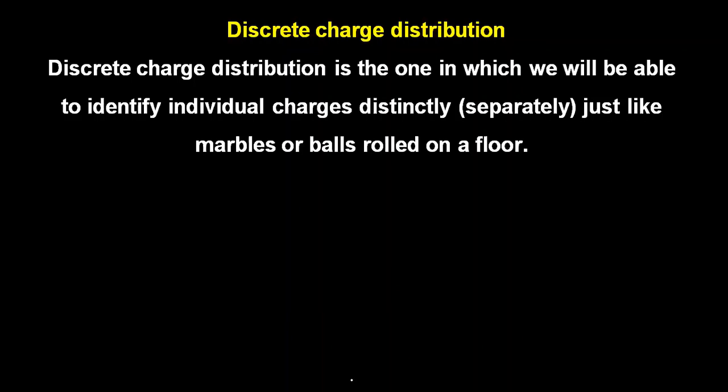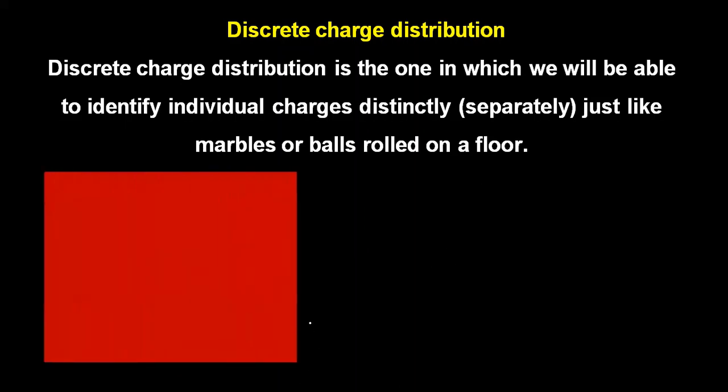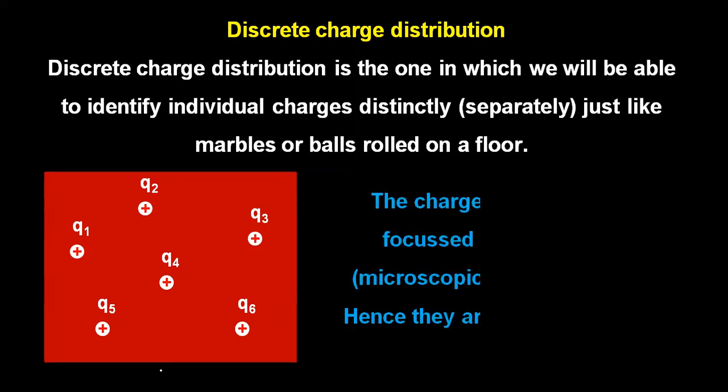So whenever you are able to identify certain entity distinctly or separately, then we use the word called discrete. Okay. So discrete means distinct or separate. For example, let me consider a body. What I'm going to do is I'm going to distribute charges on the body like this. I'm distributing charges Q1, Q2, Q3, Q4, Q5, and Q6. And assume that these charges are getting focused on a very small region of a body, microscopic portion of a body.